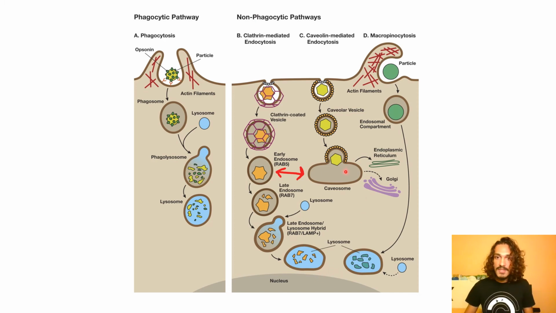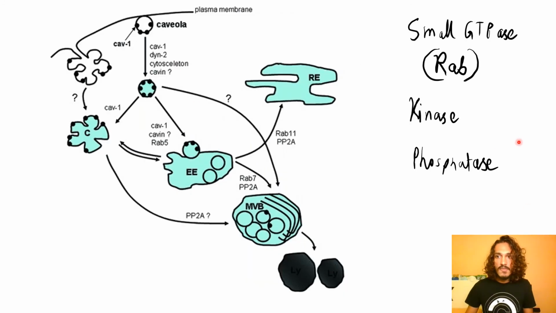Okay, after this, what happens next? Endoplasmic reticulum, Golgi, whatever happens, that depends on a few things. Okay, so as you can see over here, the caveolin 1, dynamin 2, cytoskeletal structure, cavin, all that is going to help in forming the caveosome that we saw. Okay, and from there what happens? That will depend on things like small GTPase, like the RAB, kinase, phosphatase. Based on what is there, the whole thing is decided based on that.